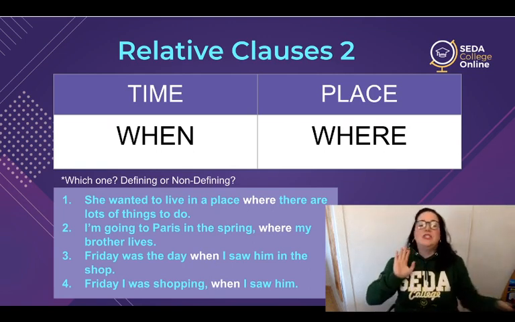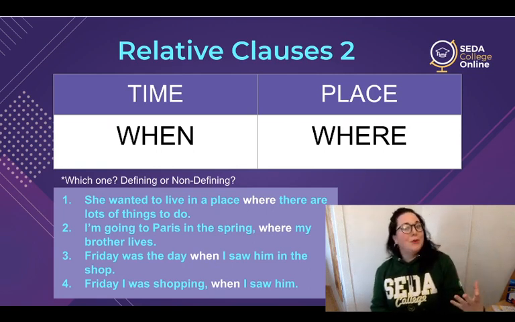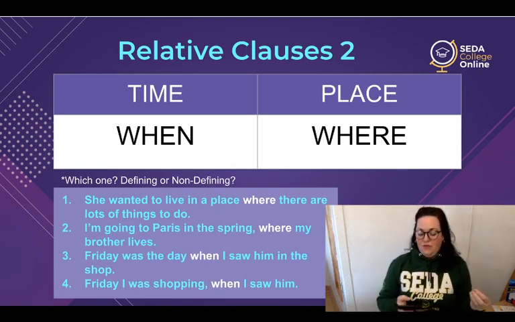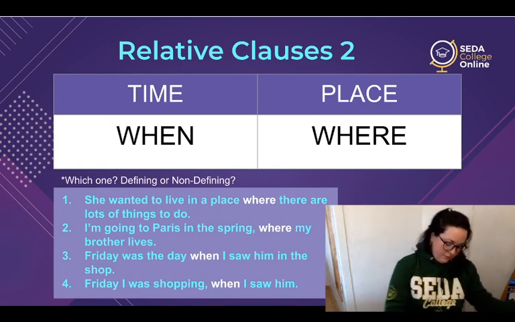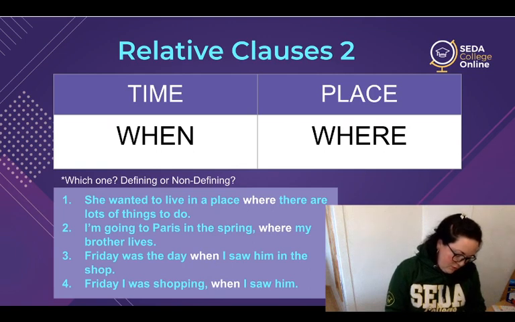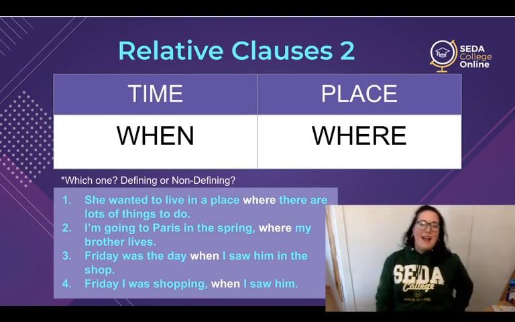Okay, so let's do a minute and 30 seconds. You tell me this time defining or non-defining. You guys got it. Defining or non-defining. You can figure this out. Which of these sentences identify who or what we are talking about, and which of them provide more information? You're doing great.